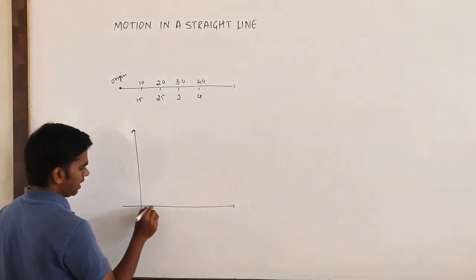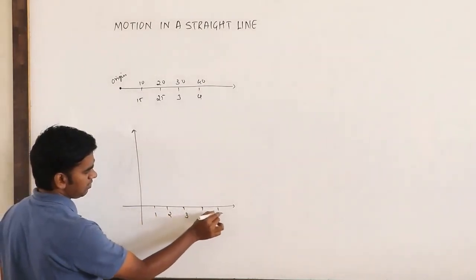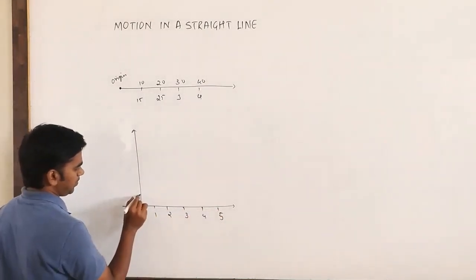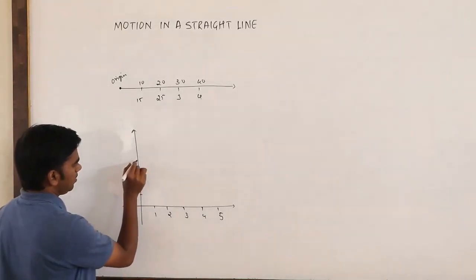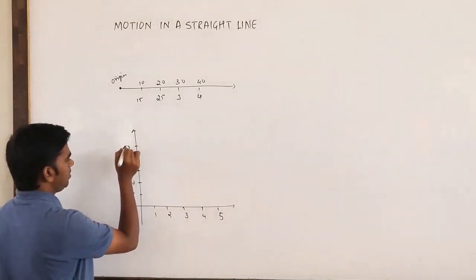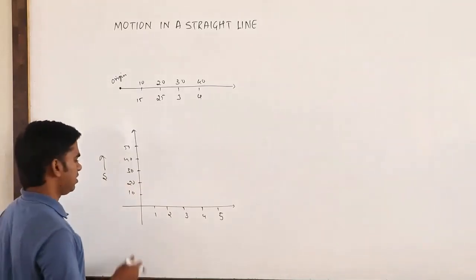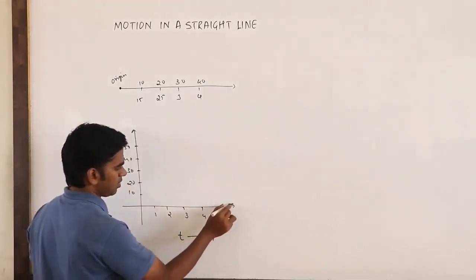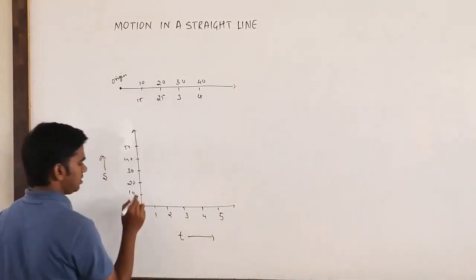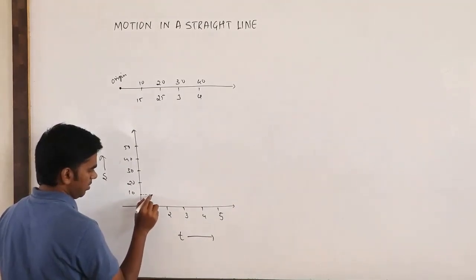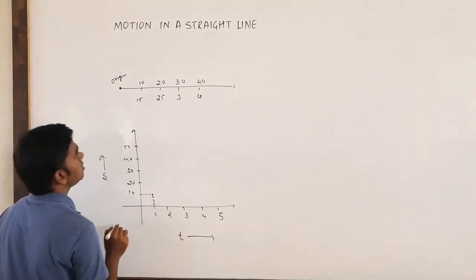So now time I will take here as 1 second, 2 second, 3 second, 4 second, 5 second. Here I will take 10, 20, 30, 40, 50, and so on. This is distance, or we can take s or x, whatever. Time you can take along the x axis. So when time is 1 second, displacement or distance is, remember we are in straight line motion, displacement is equal to distance. Okay, this is the first point.